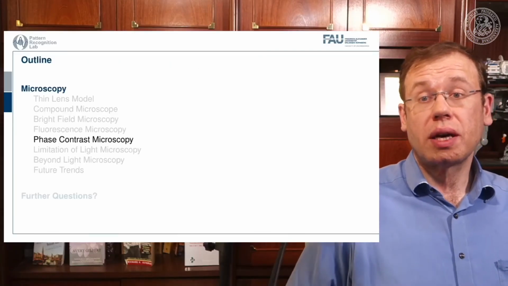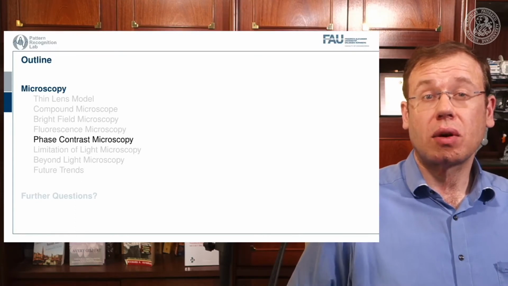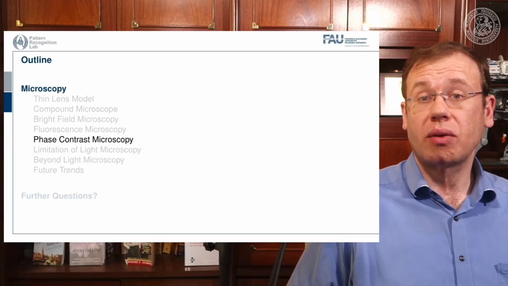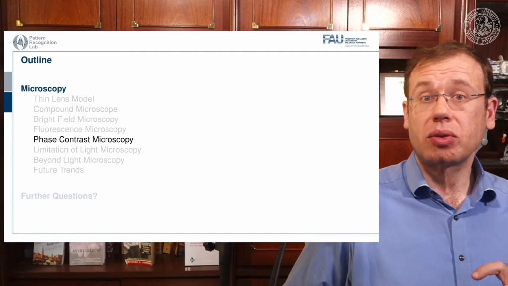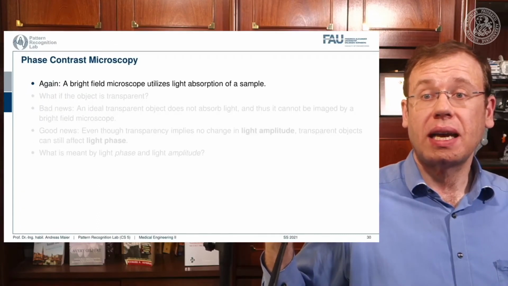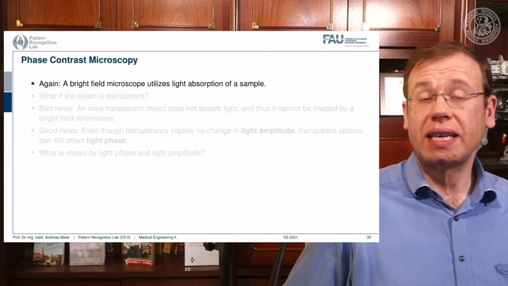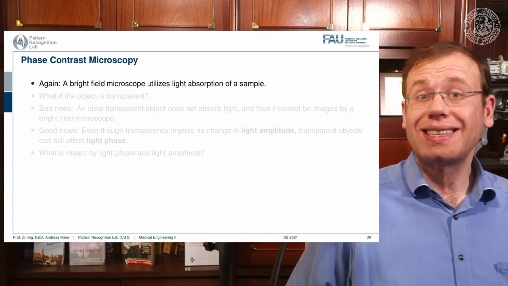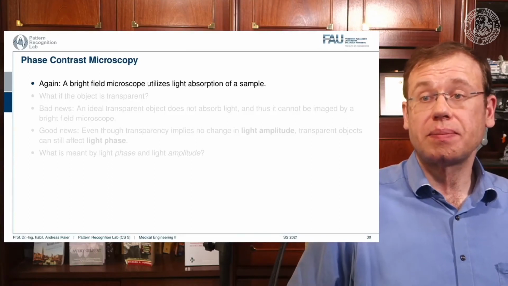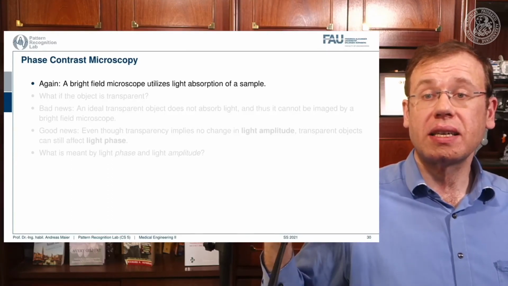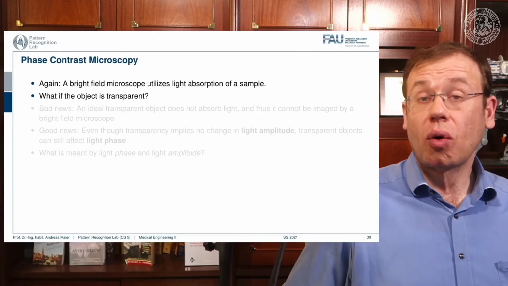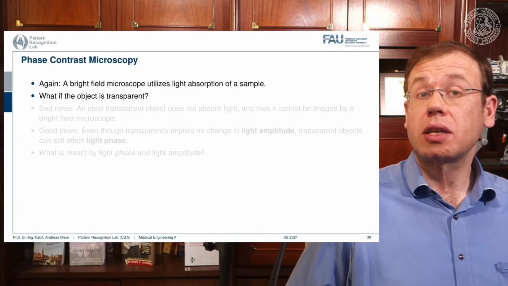Let's move on to another contrast mechanism, and this is the so-called phase contrast microscopy. So you remember light can be interpreted as a wave, and there is the amplitude, which is essentially the height, and the other part is the phase. So this is essentially how far the sine has been shifted since it originated from the source. This is the idea that we want to use here for the contrast mechanism, and you can then also image objects that are essentially transparent.